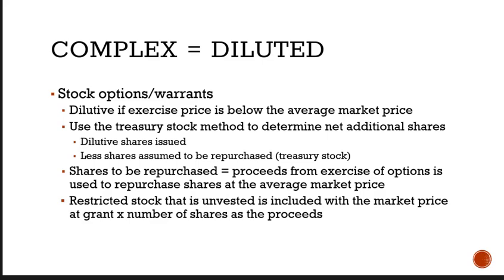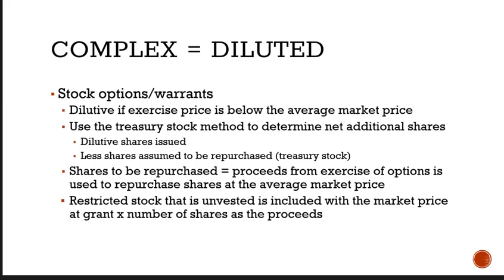So restricted stock that is unvested is also included with the market price at grant. Remember, the market price is the fair market value at the date of grant times the number of shares as the proceeds. So again, we would take the market price at the date of grant times how many shares. We assume that the employees are going to pay that or receive compensation of that amount. We're going to use that to buy back other shares. So maybe it'll be a little easier when you see an example.